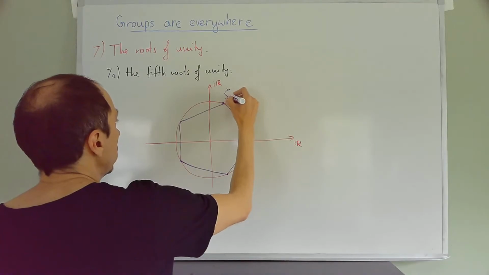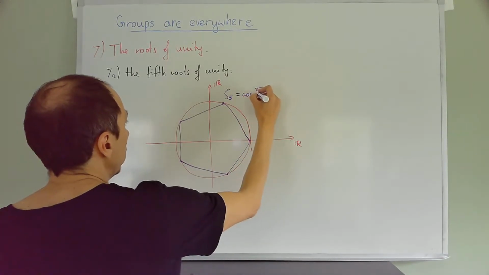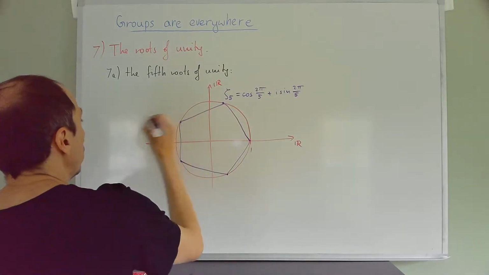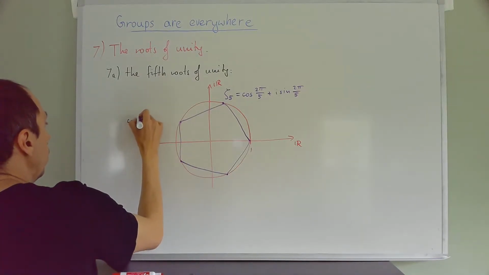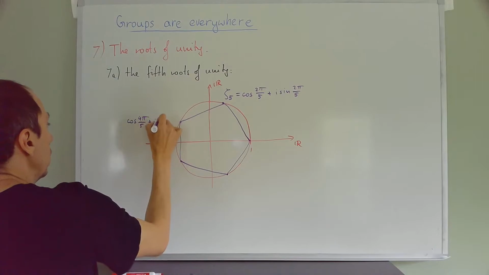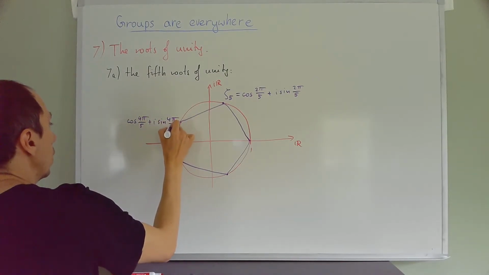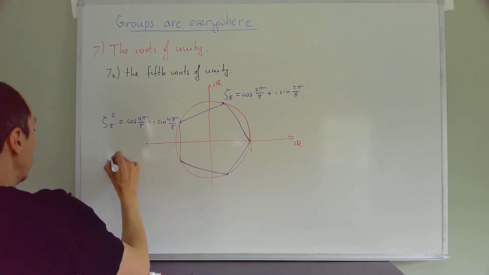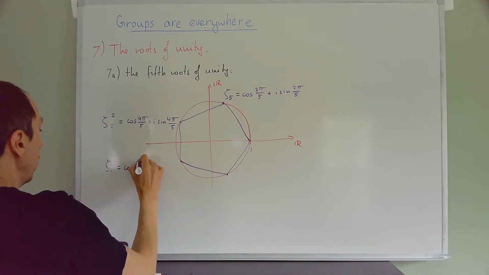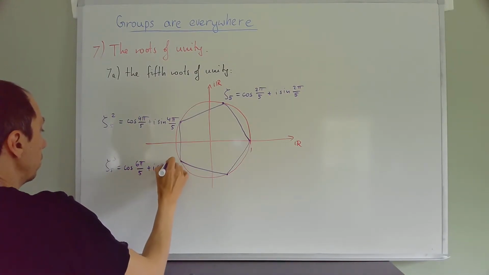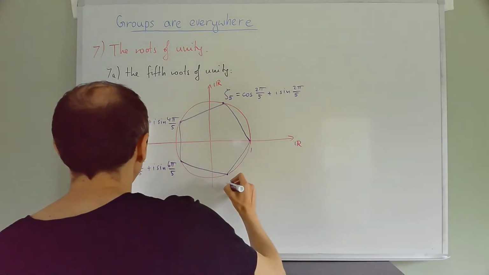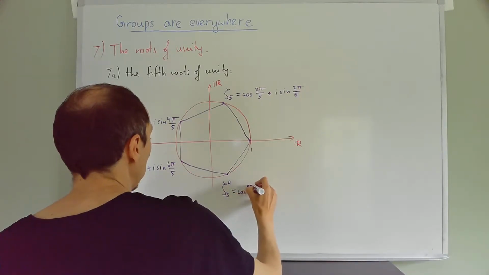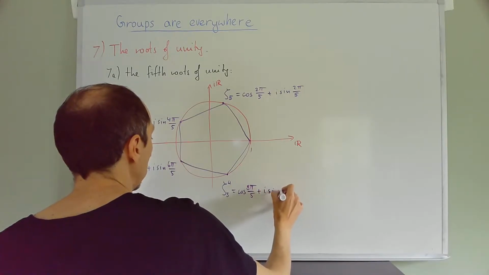And we defined this as zeta 5, cosine 2 pi over 5 plus i sine 2 pi over 5. This one was actually cosine 4 pi over 5 plus i sine 4 pi over 5. And that's the same thing as zeta 5 squared. Here is zeta 5 cubed, cosine 6 pi over 5 plus i sine 6 pi over 5. And finally this one was zeta 5 to the 4, which was cosine 8 pi over 5 plus i sine 8 pi over 5.